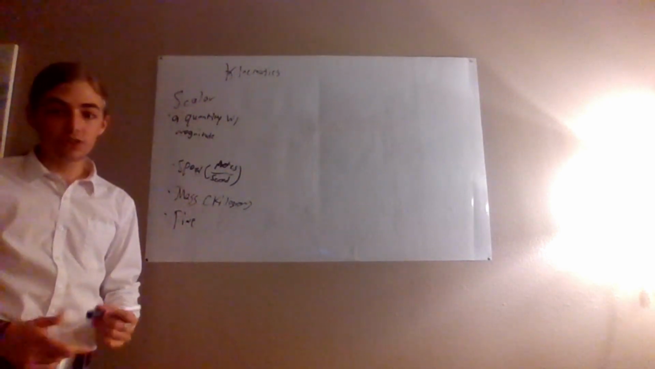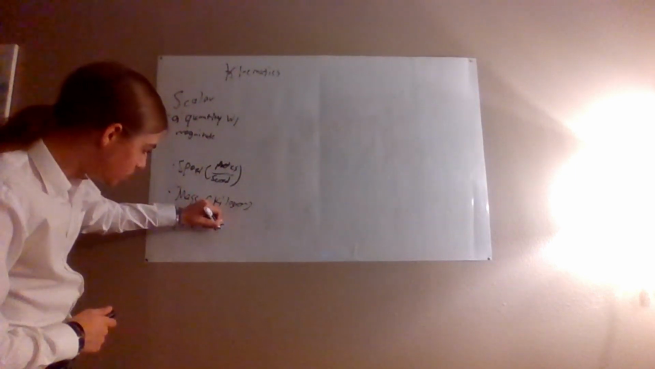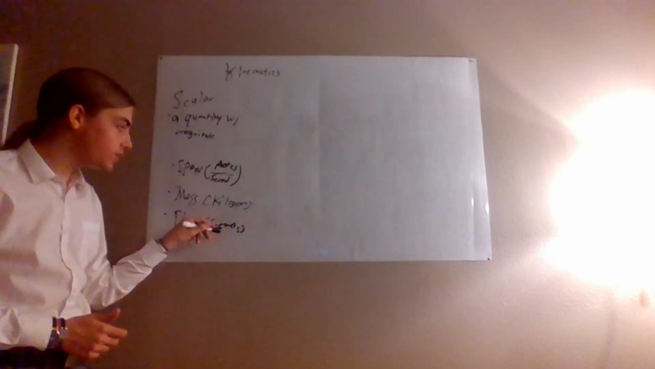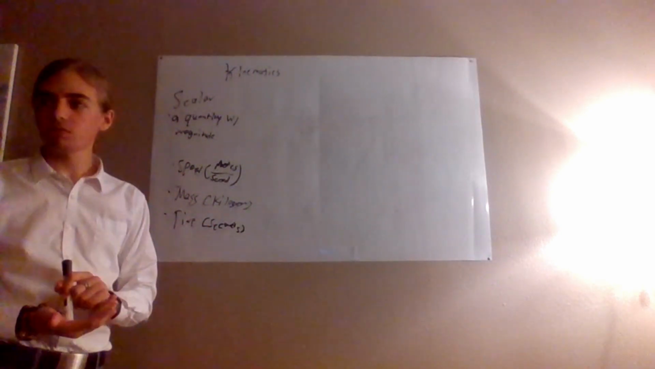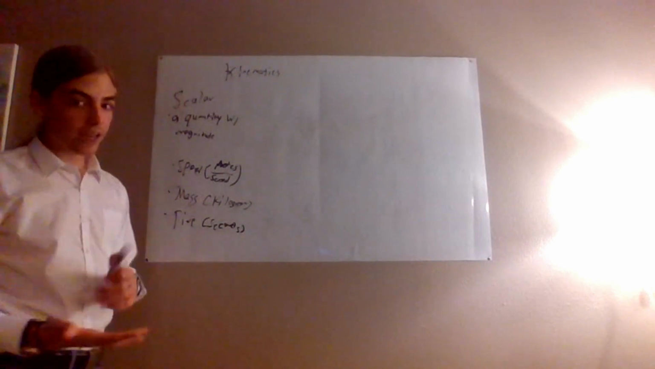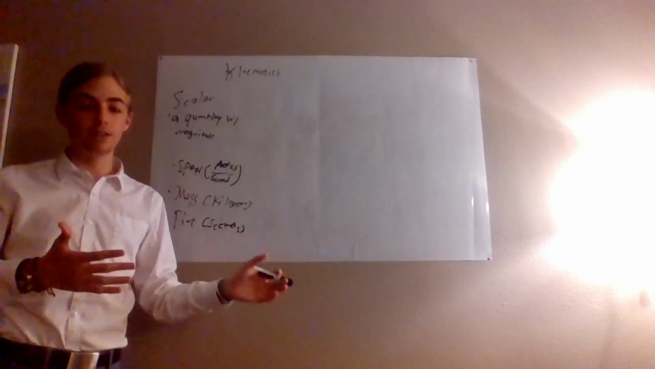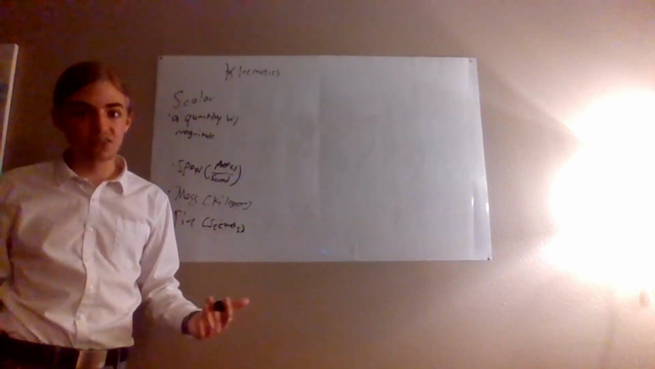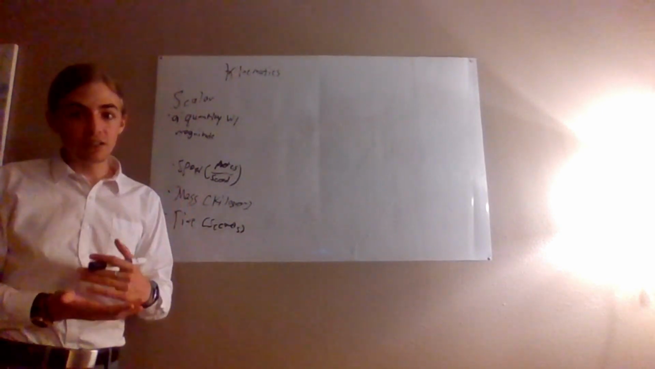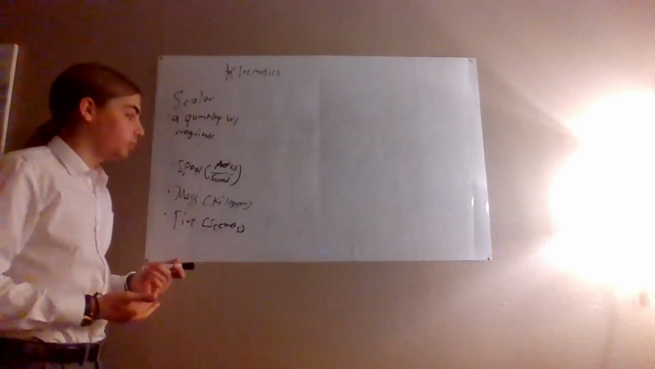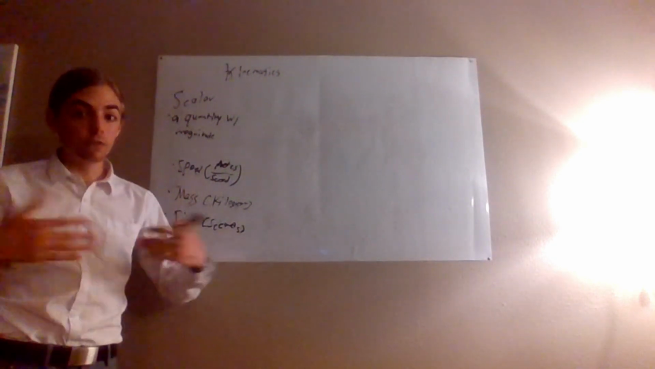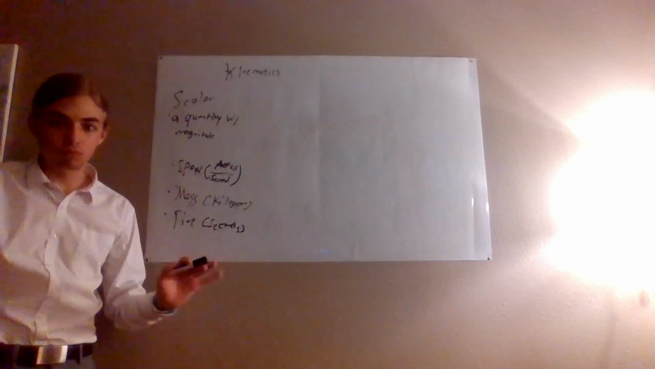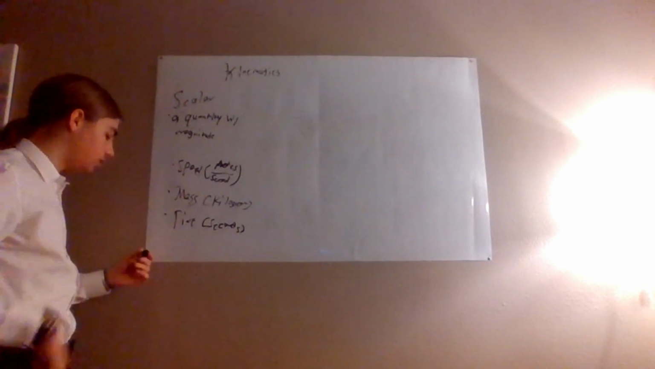In AP Physics 1, the standard unit for time is seconds. Forgive my handwriting. I can't see the edge of this when I'm writing. So occasionally, you will be asked to solve problems in different measures of time. You may be asked to calculate something's speed in miles per hour. In which case, you have to convert it, but it will almost always be seconds.